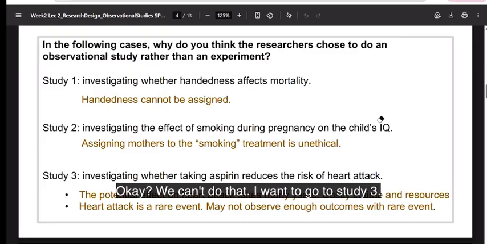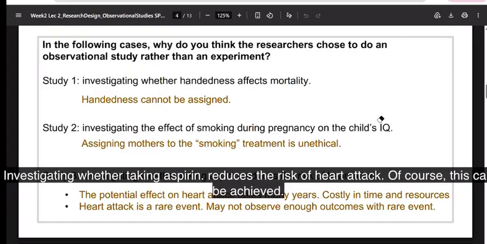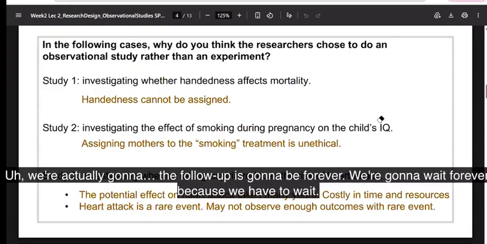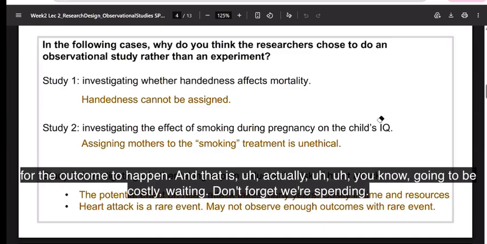I want to go to study three. Investigating whether taking aspirin reduces the risk of heart attack. Of course, this can be achieved by experimental study. But the only issue that we're going to have here is that heart attack is a rare event, which means the follow-up is going to be forever. We're going to wait forever because we have to wait for the outcome to happen.